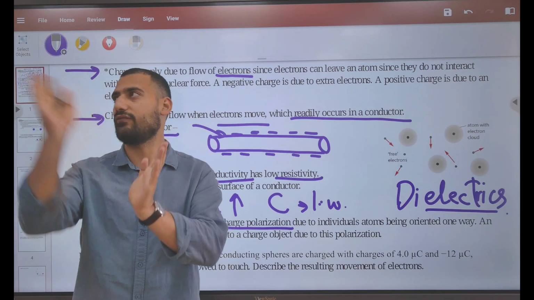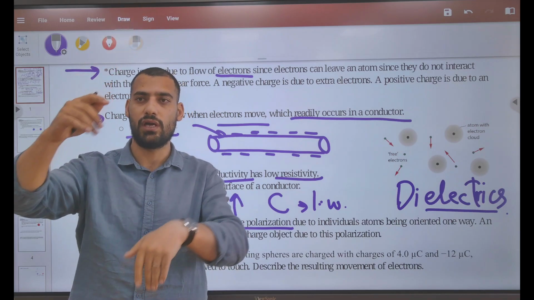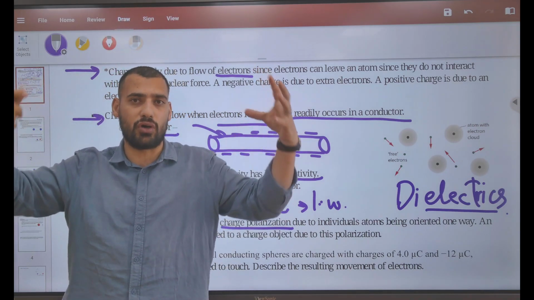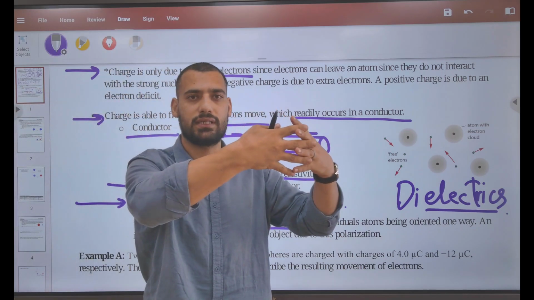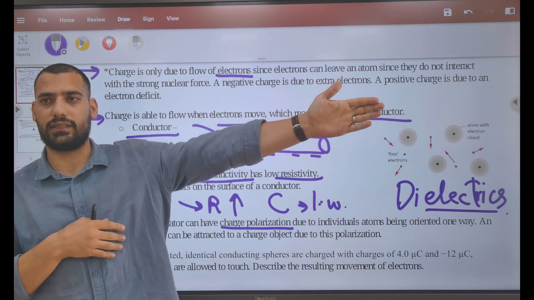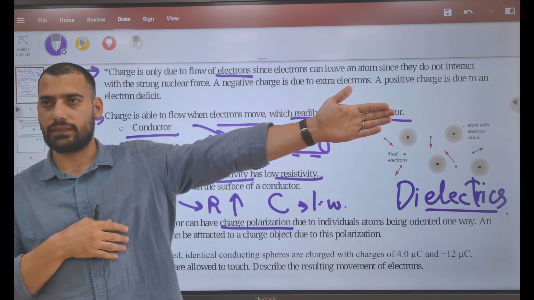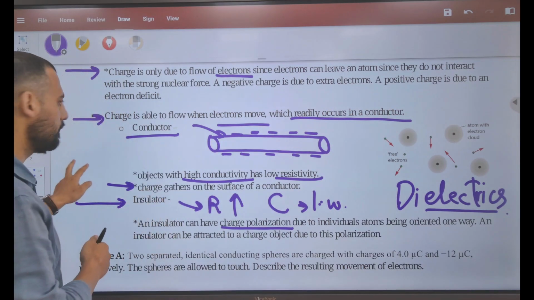You apply some external force, and all the atoms inside, all the electrons inside, are polarized. They were randomly somewhere here, somewhere here, somewhere up, somewhere down. But the external field is so strong that it causes their alignment in a single direction. Now all of them will be directed like this. Fine? That's it. So I'll show you a diagram.